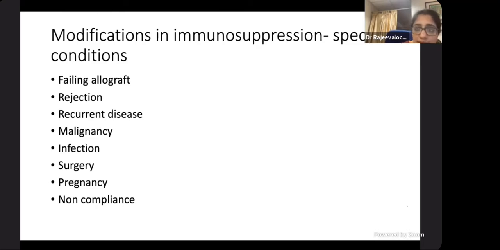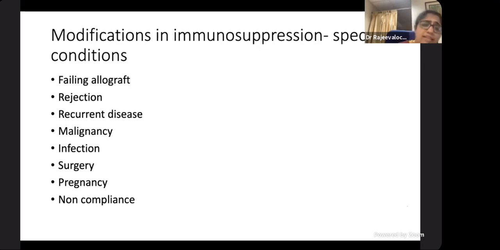Second is rejection. Of course, at this point, we can increase the baseline maintenance immunosuppression and depending upon the type of rejection we treat. Recurrent disease may require some amount of modification. Malignancy, we may have to stop a couple of the drugs. We may have to switch over the drugs. Infections, in severe infections, we do stop the anti-proliferative agent and then slowly come down on the immunosuppression depending upon the infection. It's always the dictum that the patient is more important than the graft, and in severe infections, we may have to come down drastically on the immunosuppression to save a patient's life.